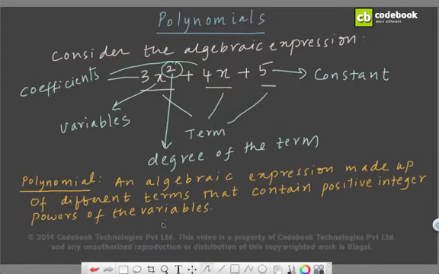Whereas if you consider 3x + 6/x, this can be written as 3x + 6x^(-1). So this is not a polynomial because it has a variable with a negative power. So this is how you can identify whether an algebraic expression is a polynomial or not, by just looking at the powers of its variables and making sure those variable powers are positive integers.